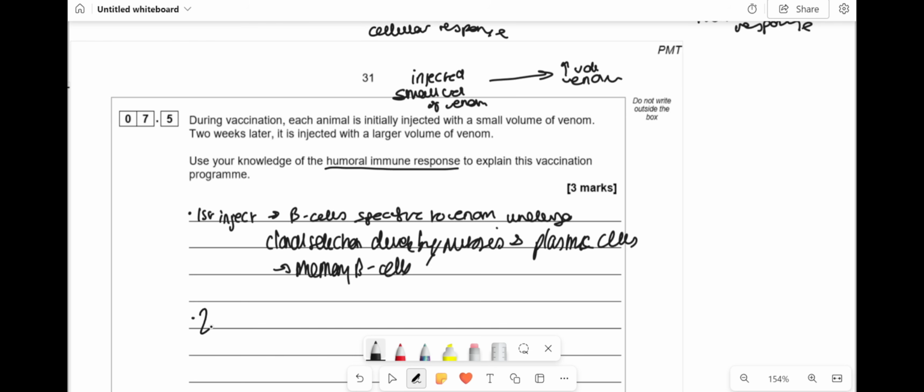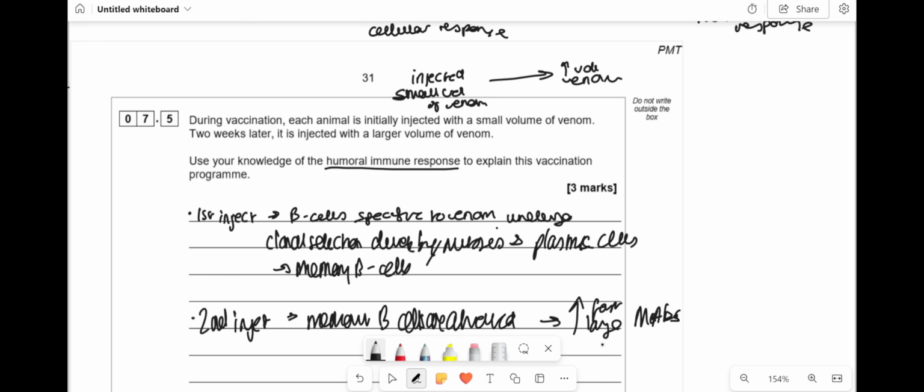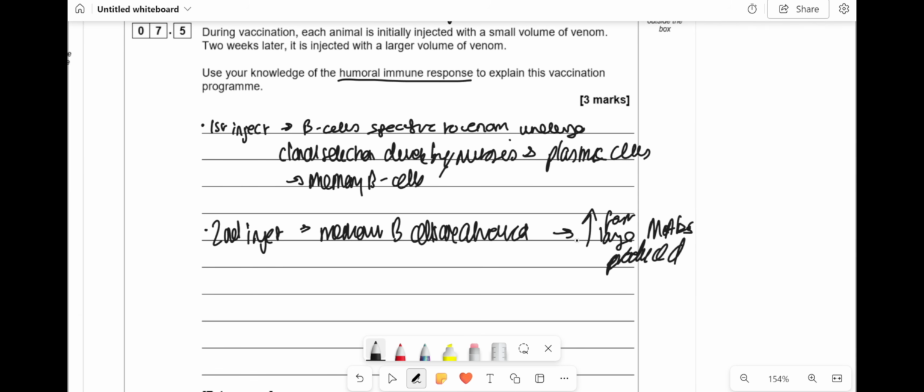So then, once you get to the second injection, these memory B cells are activated. And what you get is a very fast and large increase of monoclonal antibodies produced. And that's exactly it. Remember, we're looking to explain why they're using this vaccination program in making a supply of antibodies that we can inject in people who've been bitten by this snake. So ideally, you want to max out as much as you can, and that's why they do this.